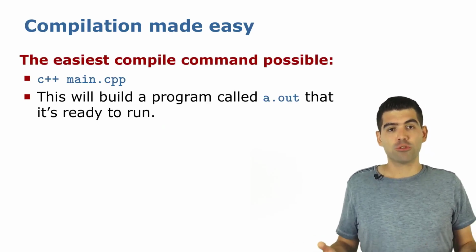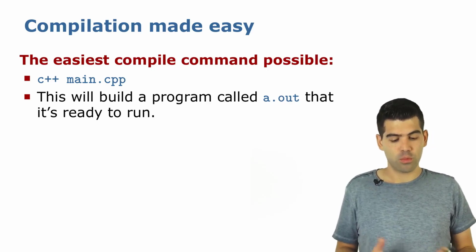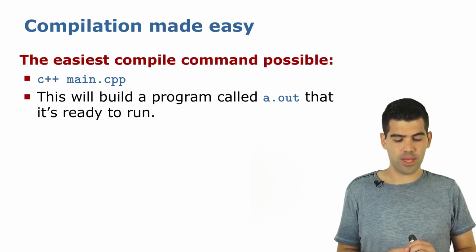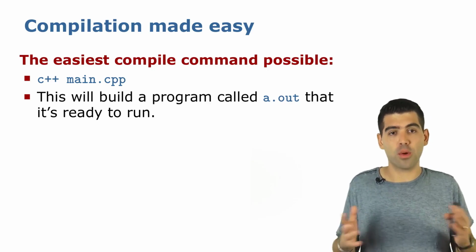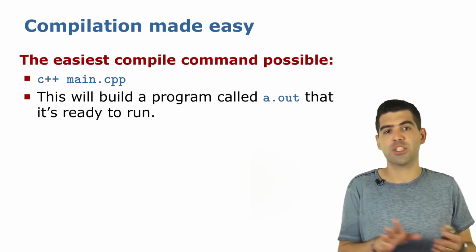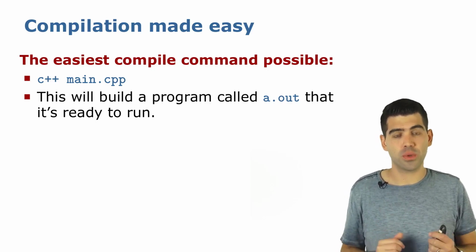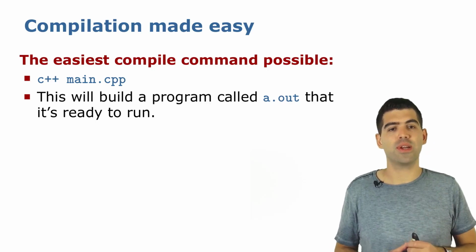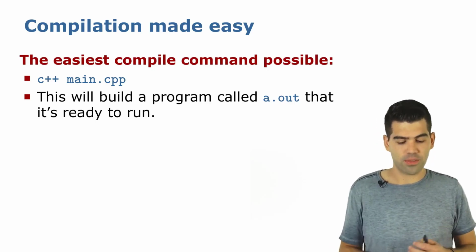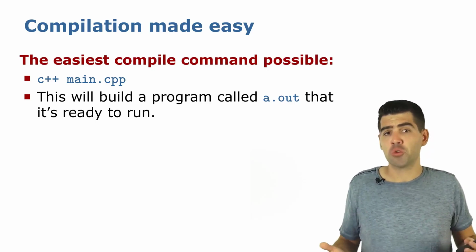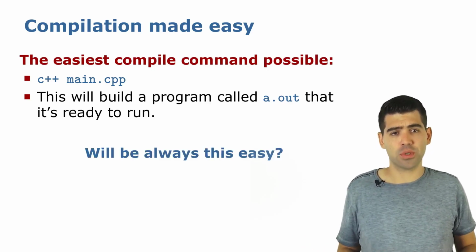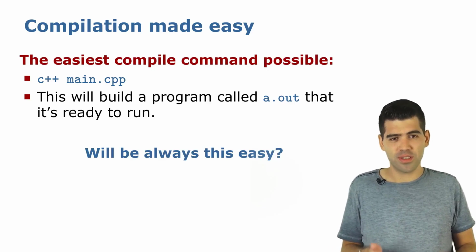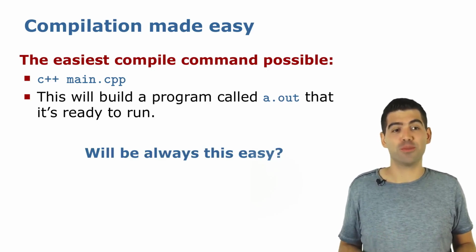So far, in the Hello World example, we did this really simple compilation process that was basically invoking the C++ compiler and just specifying which file you want to compile. This will be the program, and then it will give you an executable file called a.out, and it's ready to run. So far, no surprises. But the question would be, will it always be that easy? This somehow already sounds way too simplified.